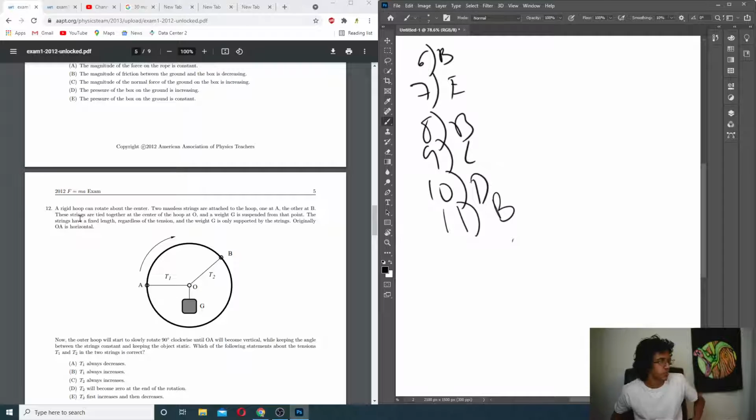A rigid hoop can rotate about the center. Two massless strings are attached to the hoop, one at A, the other at B. These strings are tied together at the center of the hoop at O, and a weight is suspended from that point. The strings have a fixed length regardless of tension, and the weight G is supported only by the strings.